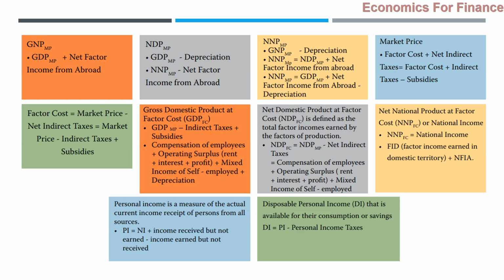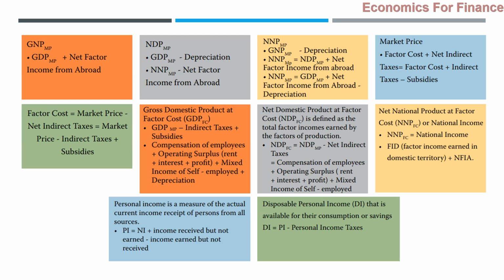So I suggest that you write all these things on paper, write the formulae, but don't blindly learn them by heart. Remember them, but understand the concept. Where we started, how it is changing, what is the difference between gross and net, between domestic and national, between market prices and factor cost, and what is national income ultimately? National income is net national product at factor cost.